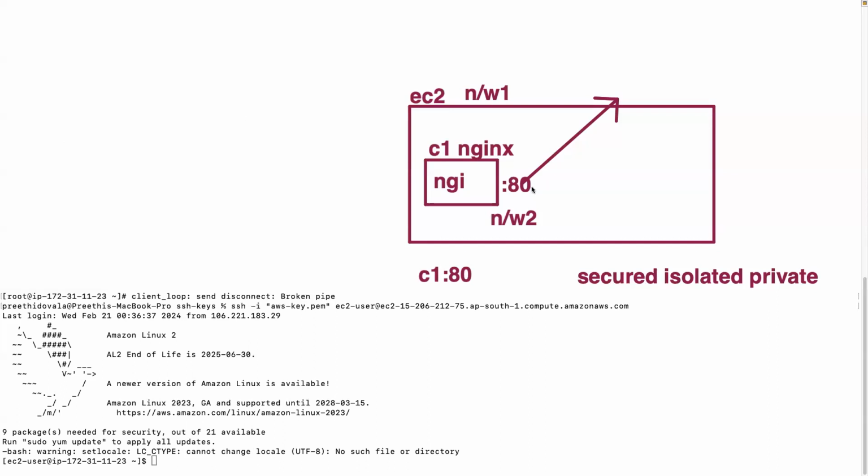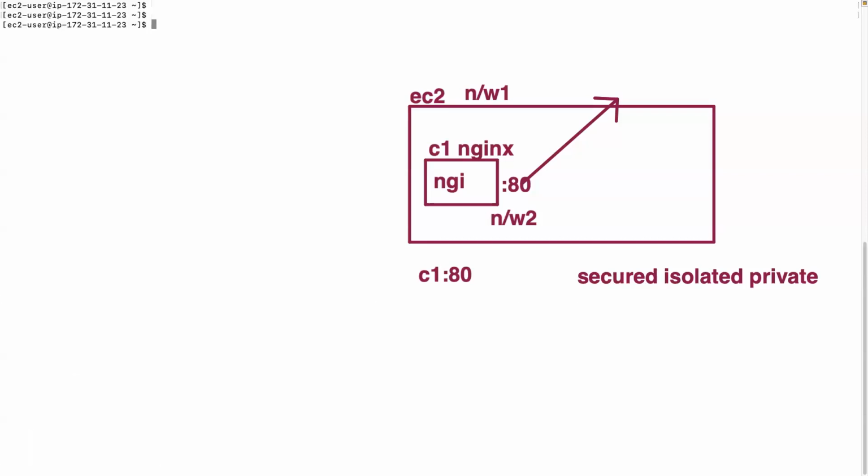Sir, after port forwarding or port mapping, what is next? Will that container work with the new port number, or is it accessible through the EC2 VM IP also? It is accessible through the EC2 IP also. Okay.